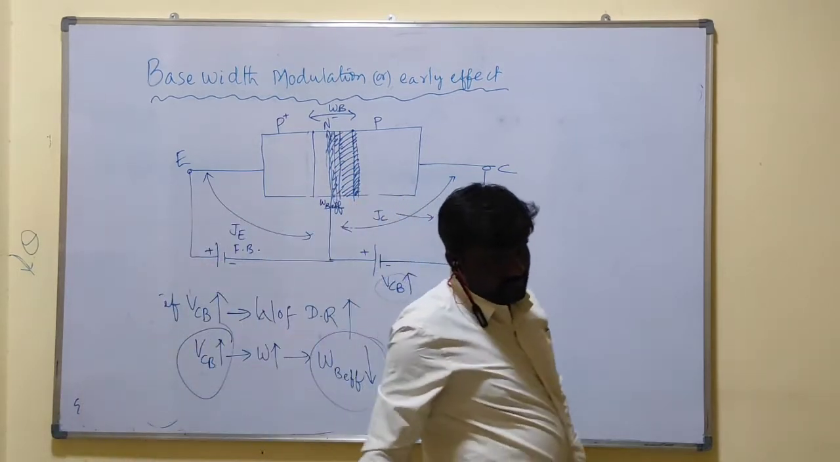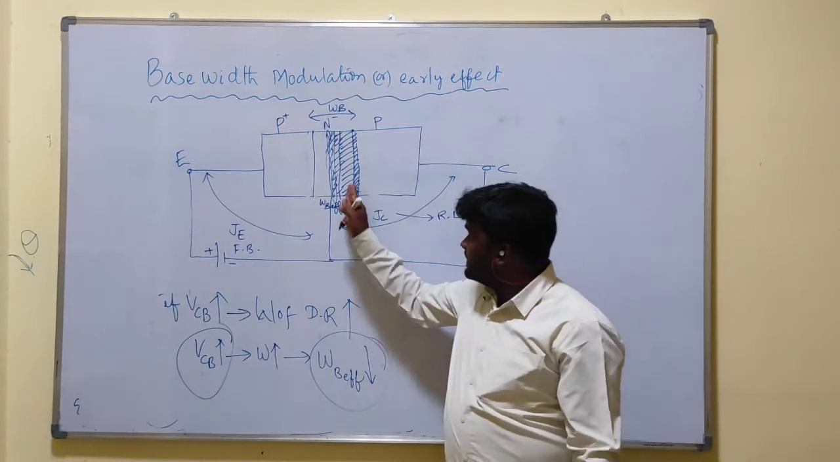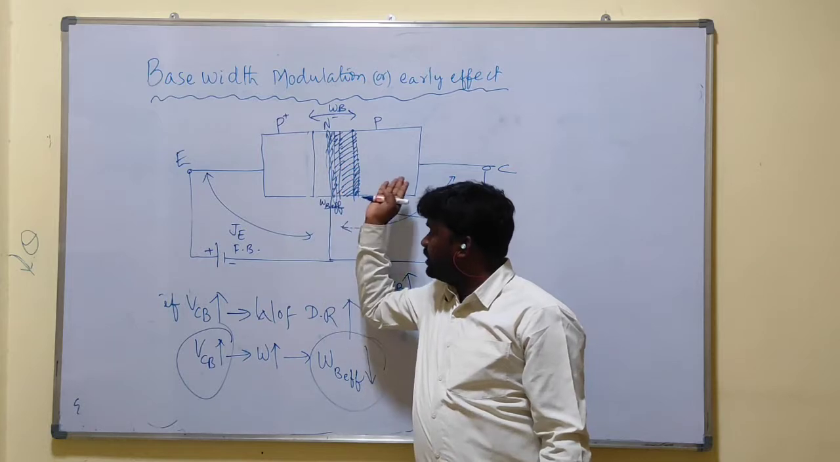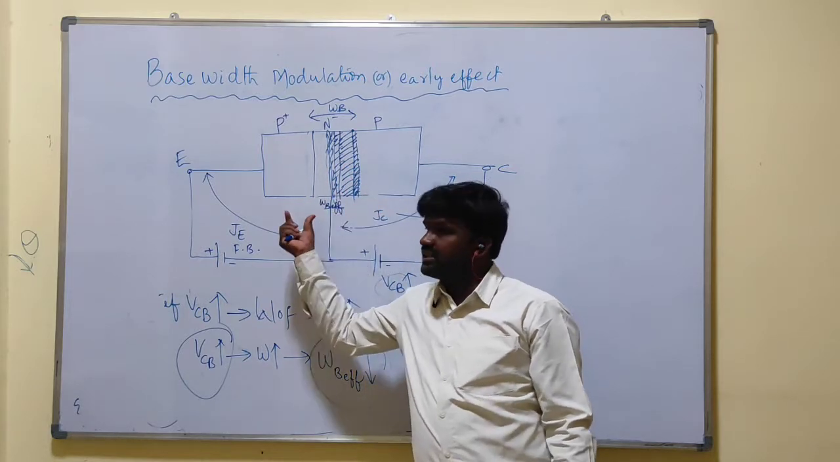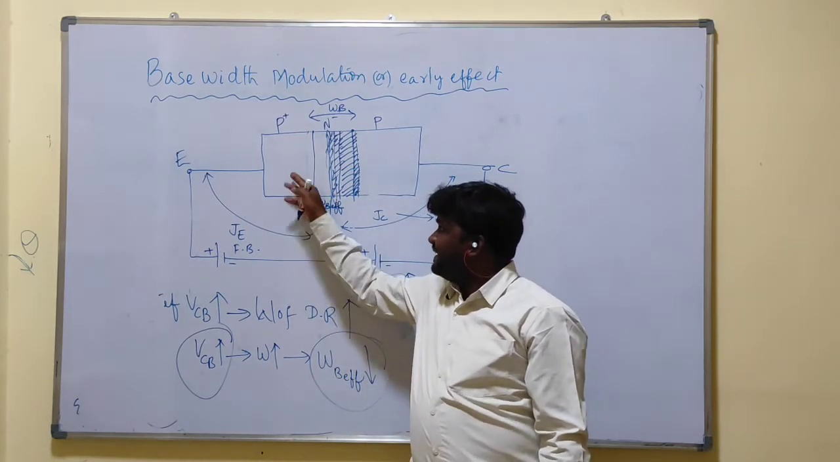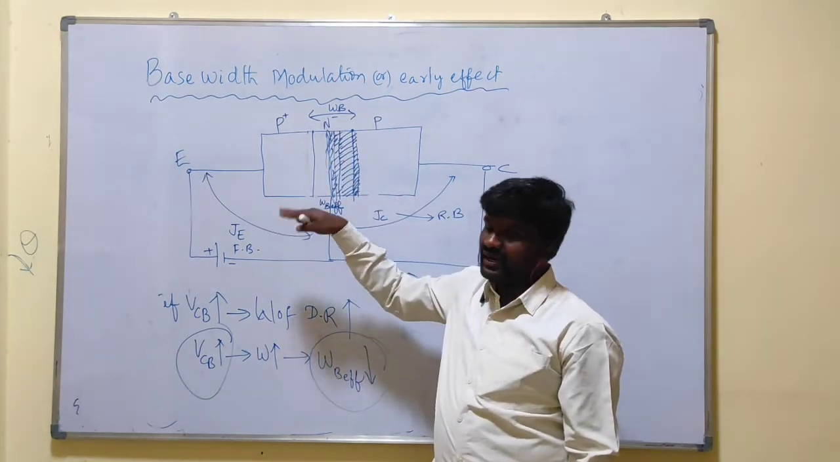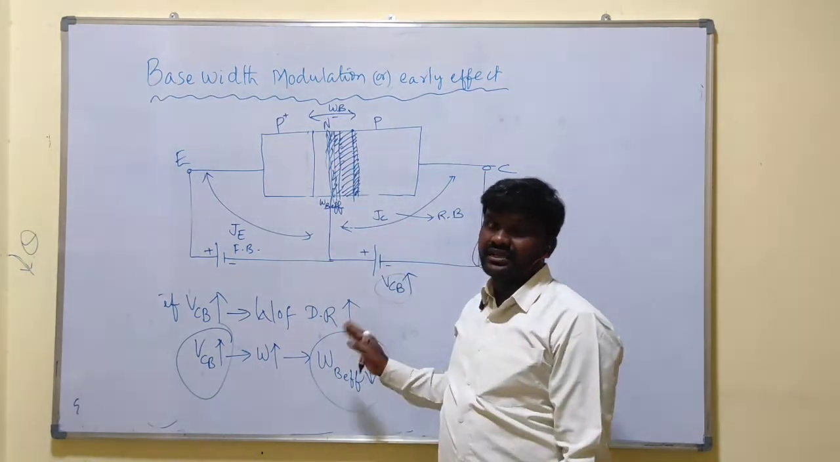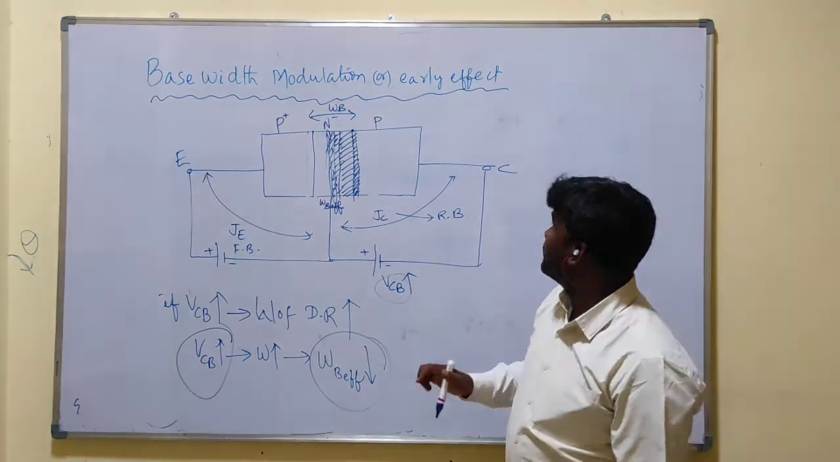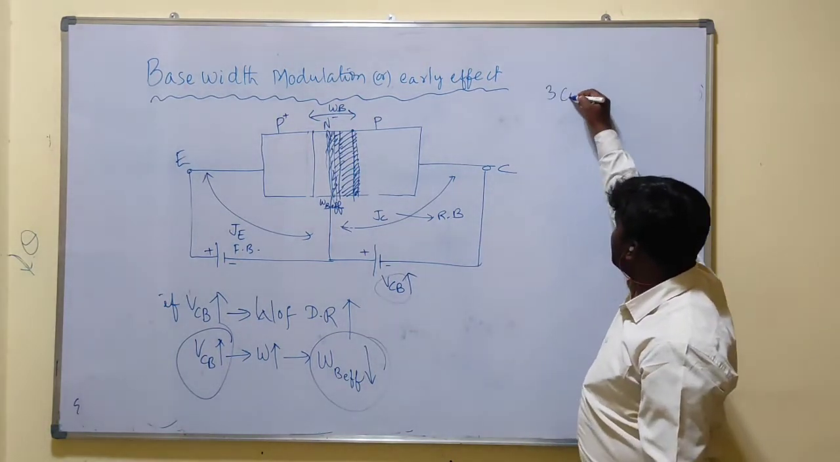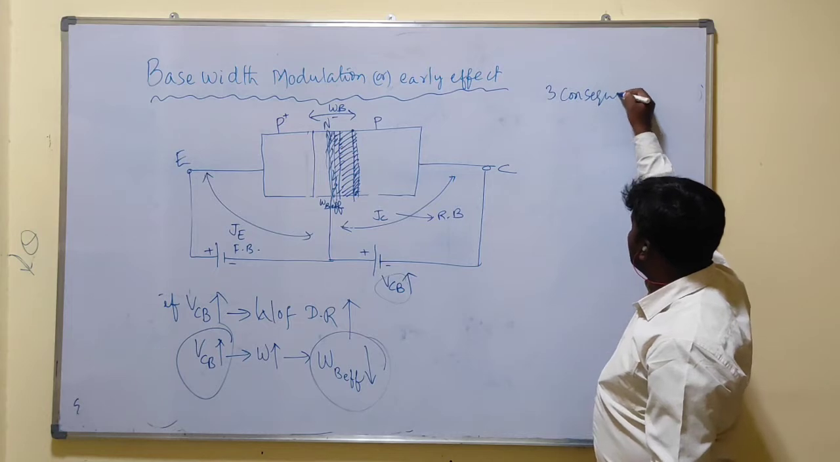That's why it is known as base width modulation. If the width of the depletion region increases, the effective base width decreases, then the charge carriers can reach this collector region early when compared to smaller values of VCB. That's why it is known as the early effect. We have three consequences of the early effect.